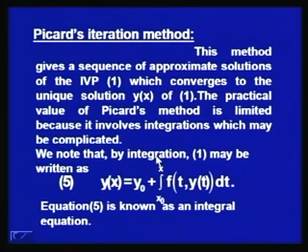We note that by integration the initial value problem dy/dx equal to f(x, y), where y at x naught is y naught, may be written as y(x) equal to y naught plus integral x naught to x f(t, y(t)) dt. Now, here the variable t in the integrand has been used because x occurs as an upper limit of the integral here. Since the unknown function y(t) occurs in the integrand on the right side of equation 5, equation 5 is known as an integral equation.